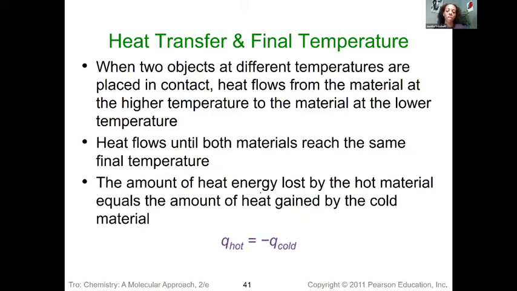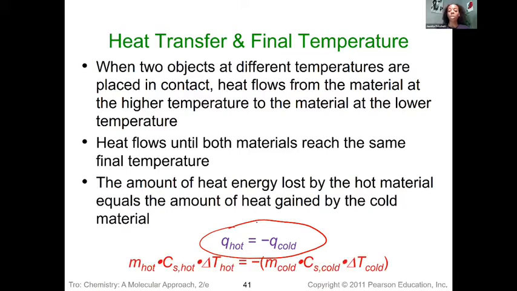Now, the amount of energy that's lost by the hot material is equal but opposite to the amount of energy that's gained by the cold material. And so we can come up with this idea that the heat of the hot object is equal to but negative to the heat of the cold object. So that means that the hot object technically lost that amount of heat and the cold object has gained that amount of heat.